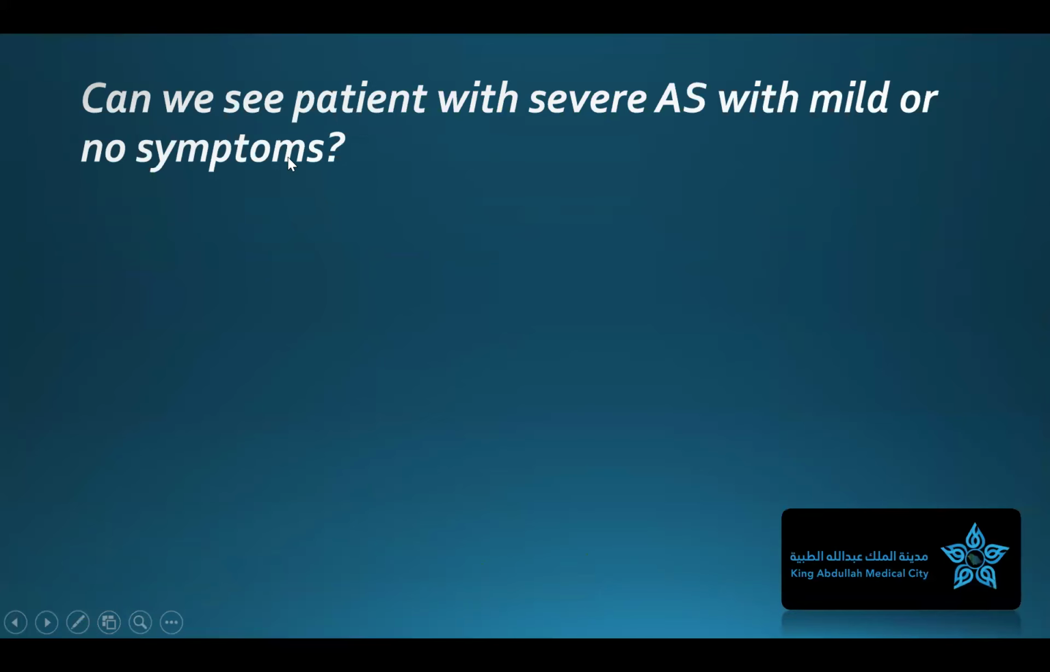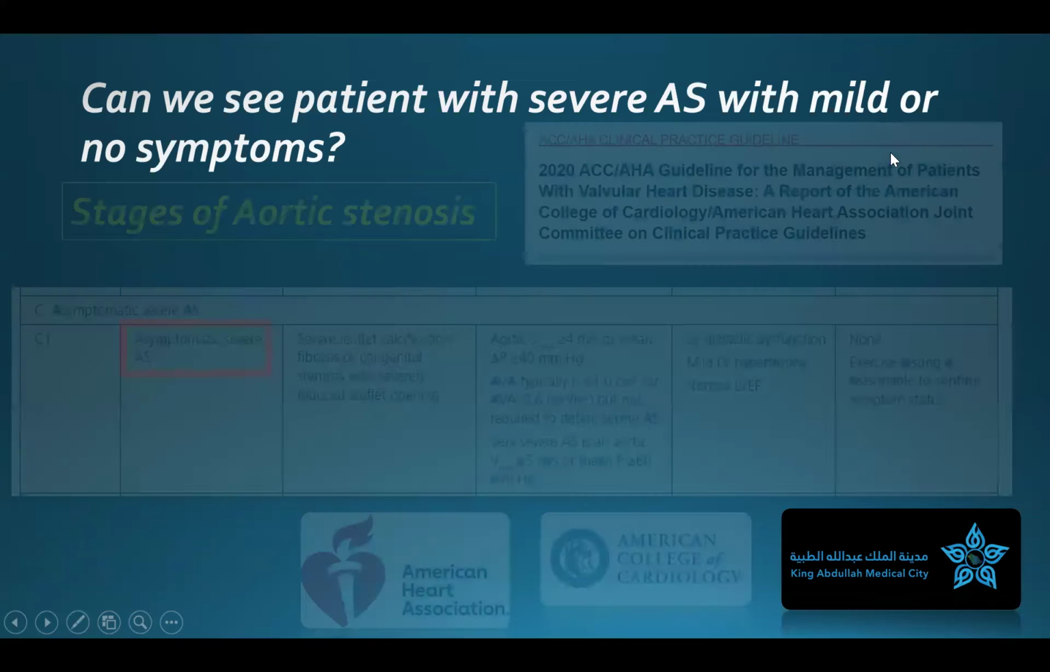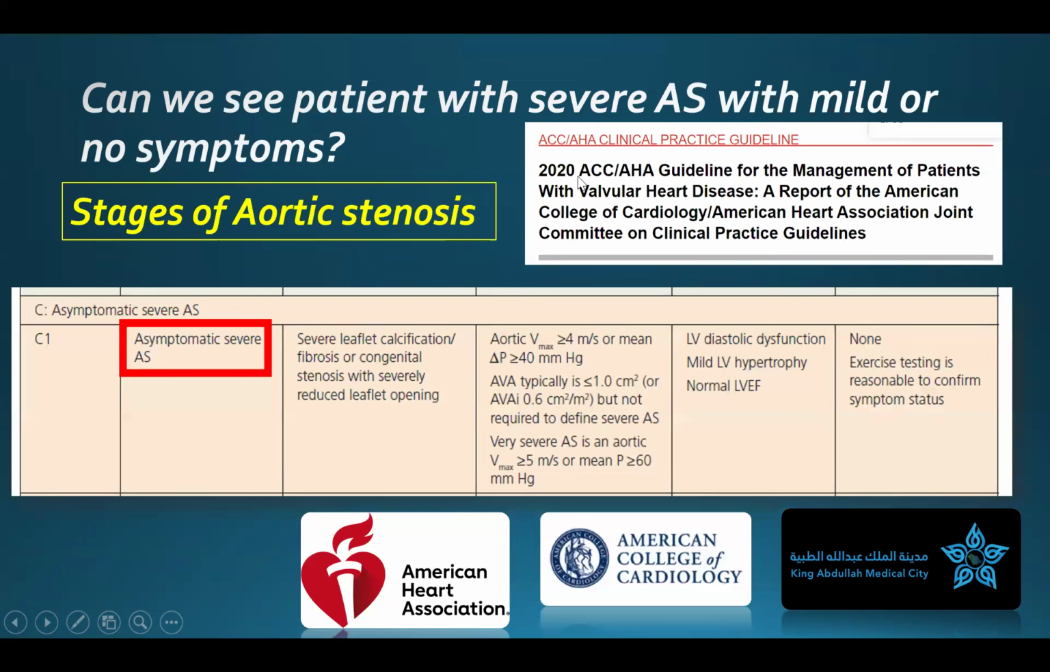Can we see a patient with severe aortic stenosis with mild or no symptoms? The answer is yes. In the 2020 American College of Cardiology guidelines for valvular disease, among the stages of aortic stenosis there is a very well-known defined group of patients, stage C1, which is called asymptomatic severe aortic stenosis.